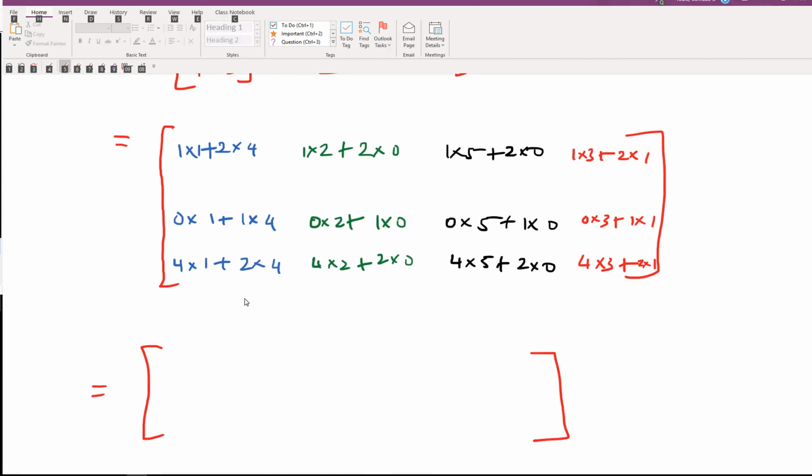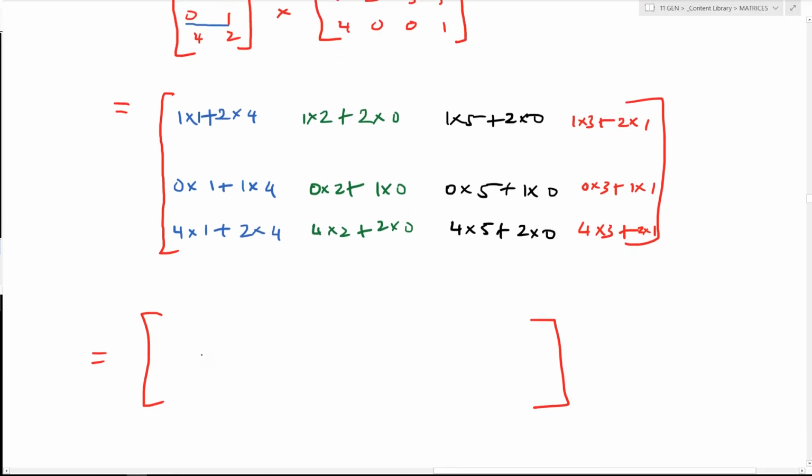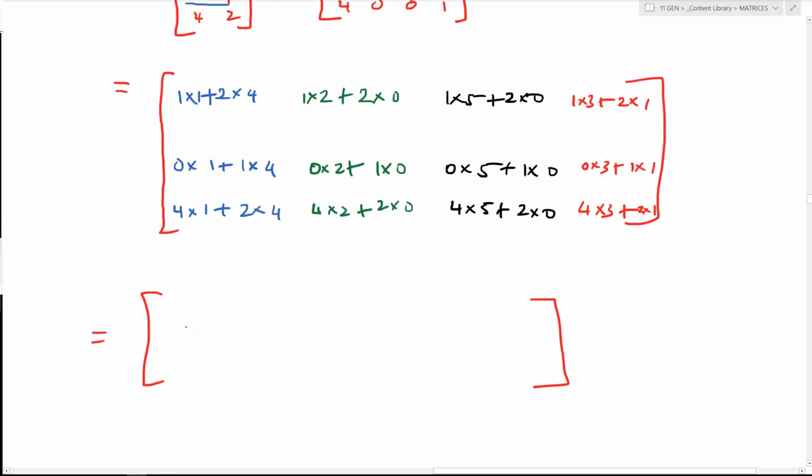Okay, you don't have to do every single step here, but let's just evaluate it. 1 by 1 is 1, plus 2 by 4 is 8. 0 by 1 is 0, plus 1 by 4 is 4. 4 by 1 is 4, plus 2 by 4 is 8.